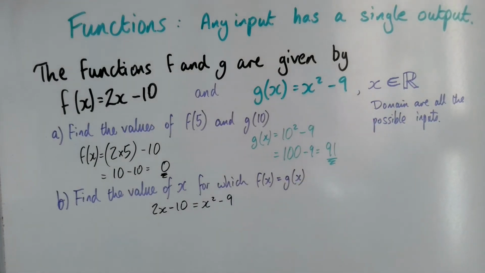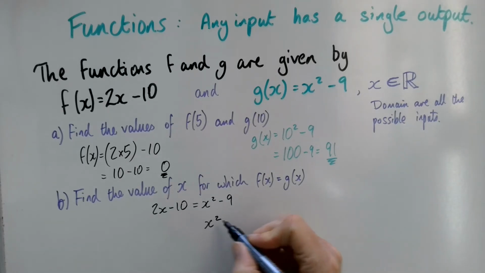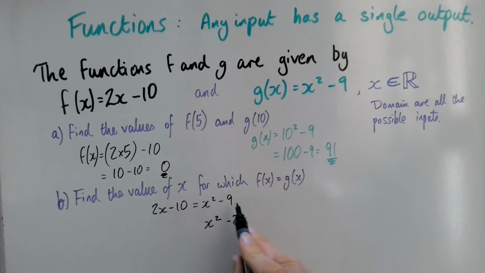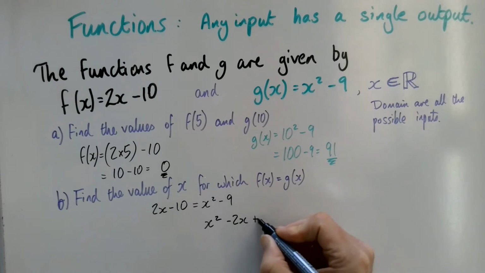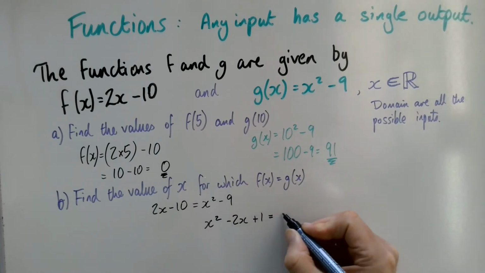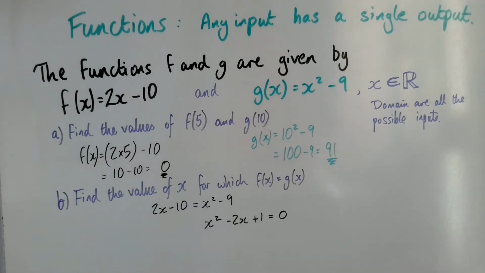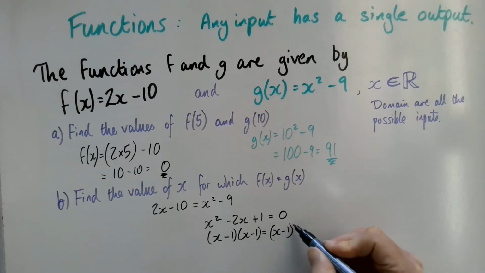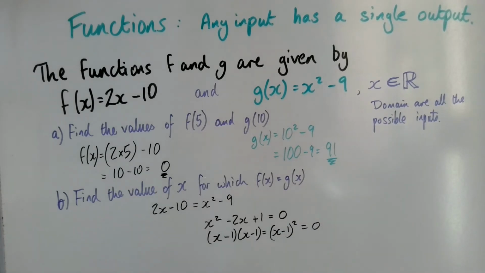So we've got 2x take 10 equals x squared take 9, which is now a quadratic equation which we can solve. So to do that, we need to make it all equal to 0, don't we? So x squared, if I take 2x from both sides, I get take 2x. If I add 10 over to here, I get plus 1 is equal to 0. And then to solve that, is it factorizable? Yep, I reckon it is, because x take 1 times x take 1, or another way of saying that would be x take 1 squared, wouldn't it, equals 0.